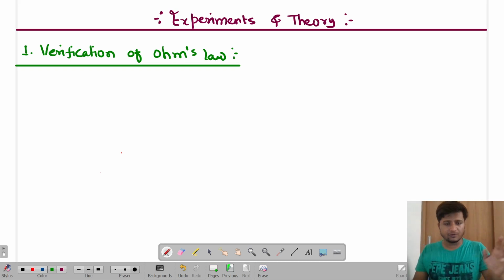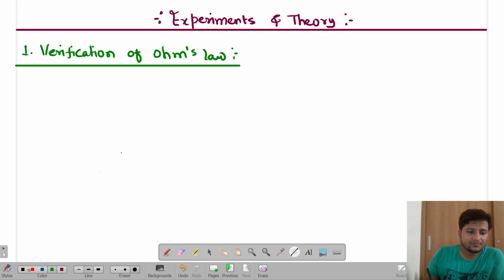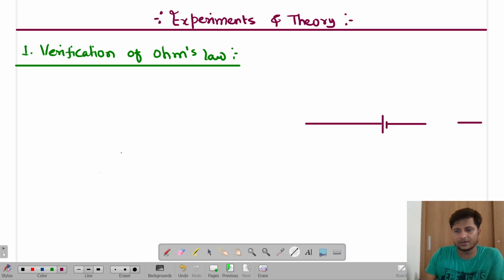And when we are performing the experiment of Ohm's law, what actually happens is that in the circuit, there is always a chance that there will be some error in the circuit. So we are going to talk about that. Now let us see the circuit, how we will verify Ohm's law.